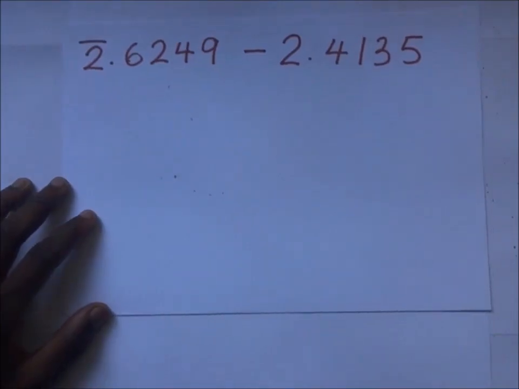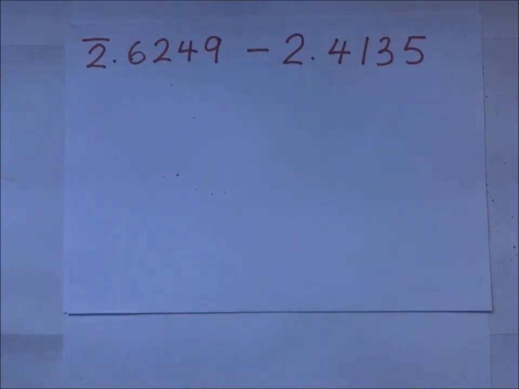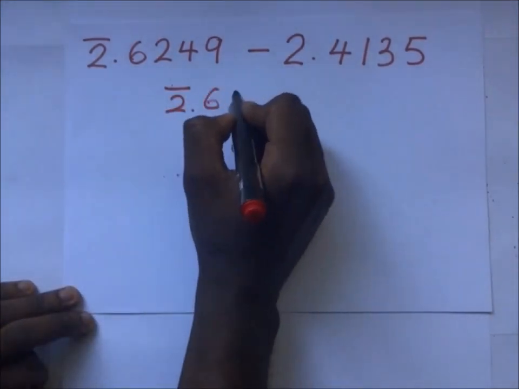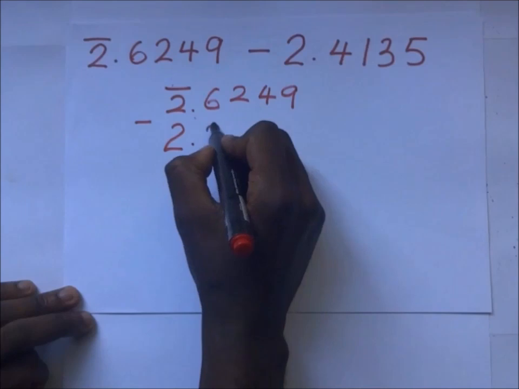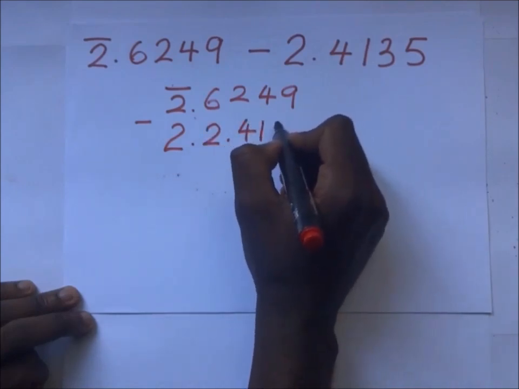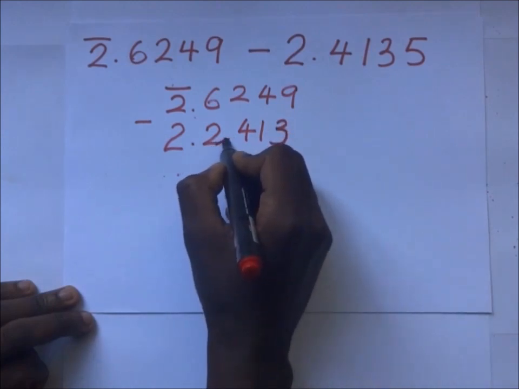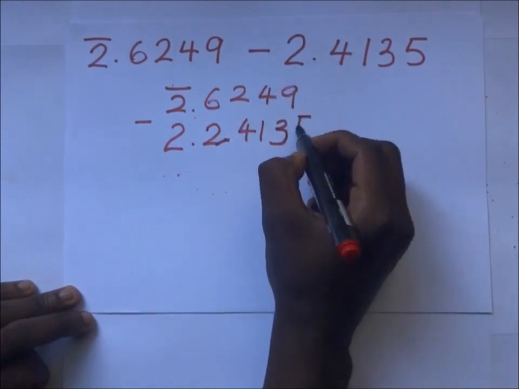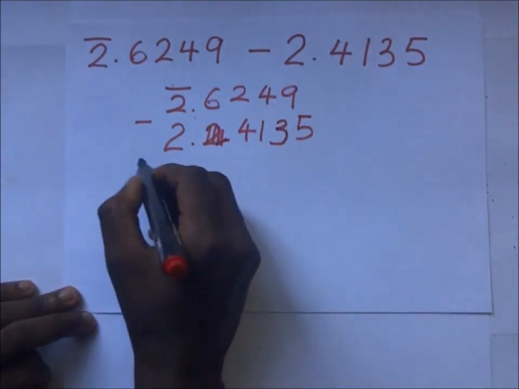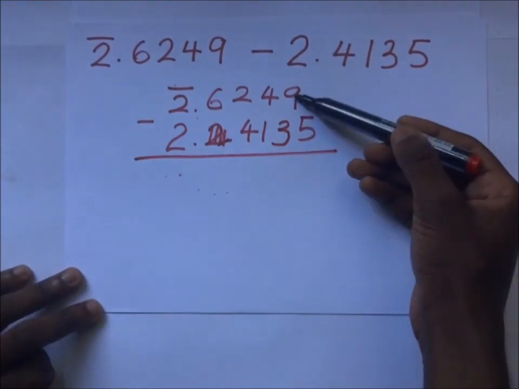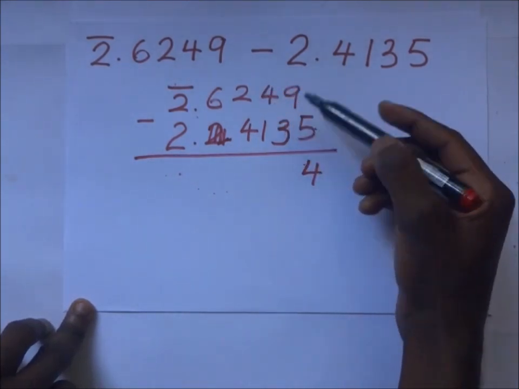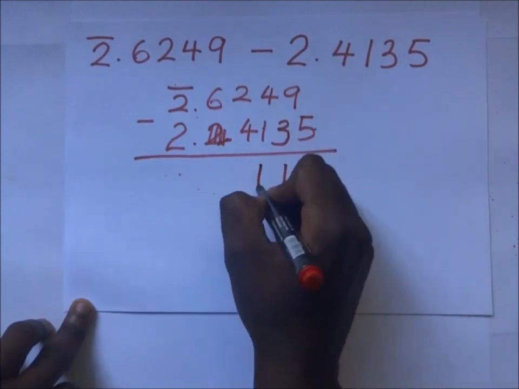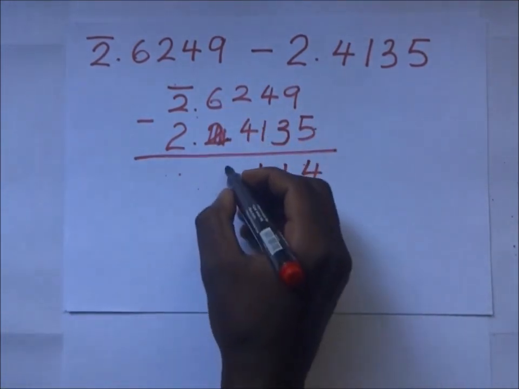Next, we have subtraction of the characteristic and mantissa of these log forms. So here we shall say it is 2 bar .6249. That is minus this, 2 bar .4135. So when you have to subtract those, it's going to become 9 minus 5, which gives us 4. 4 minus 3 is going to give us 1. 2 minus 1 is going to give us 1. Then 6 minus 4 is going to give us 2.